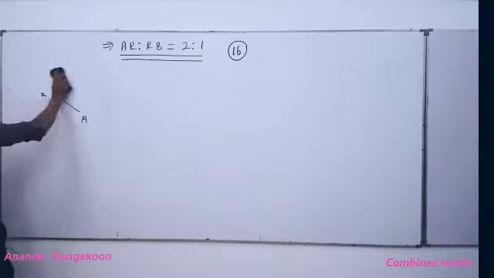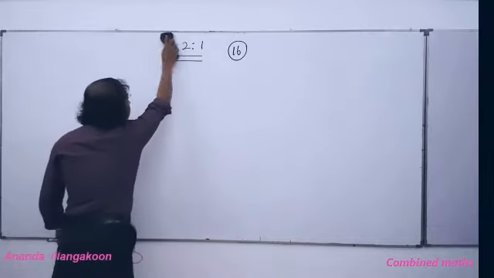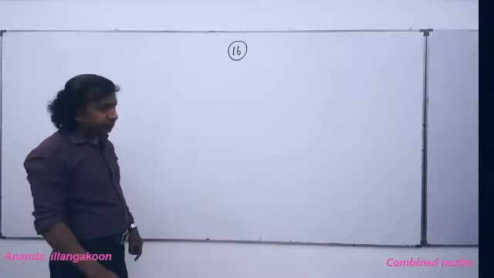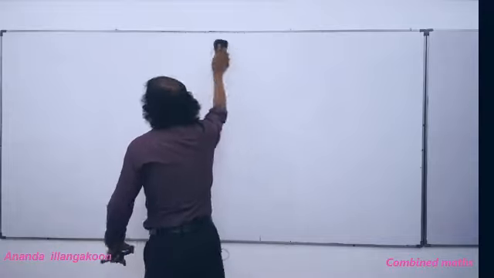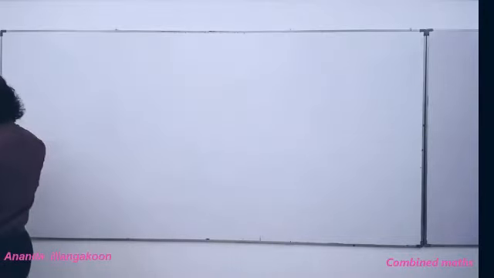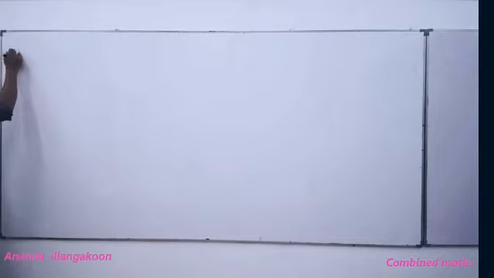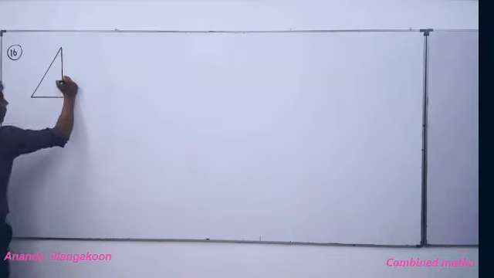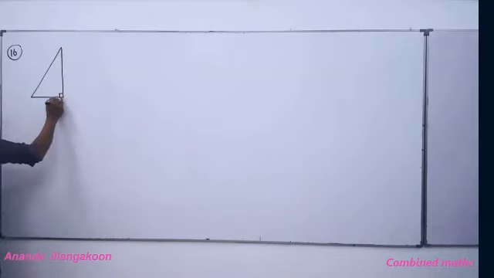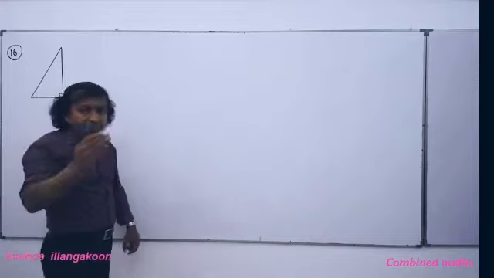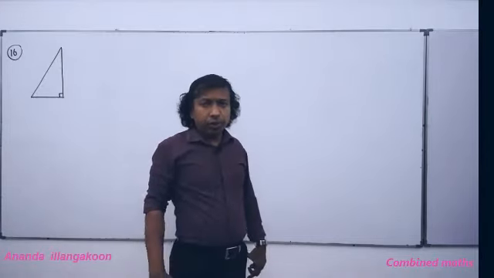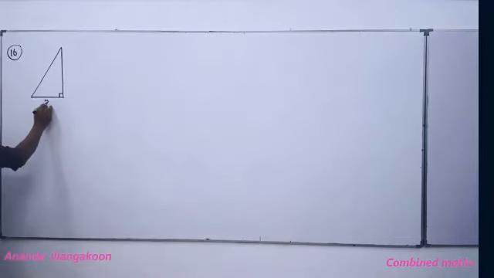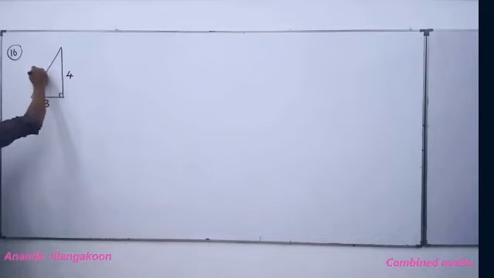To take the answer in number 16, you should know a certain geometrical property relating to a triangle. Here I am going to take a triangle. For the convenience of explanation, I take a right angle triangle like this. You know, a right angle triangle obeys Pythagoras theorem. When I take this as 3, this as 4, the hypotenuse is going to be 5.